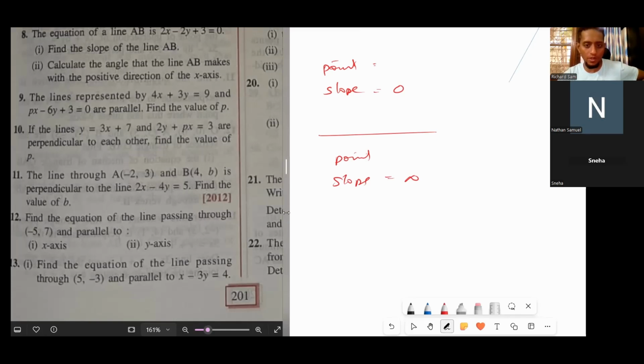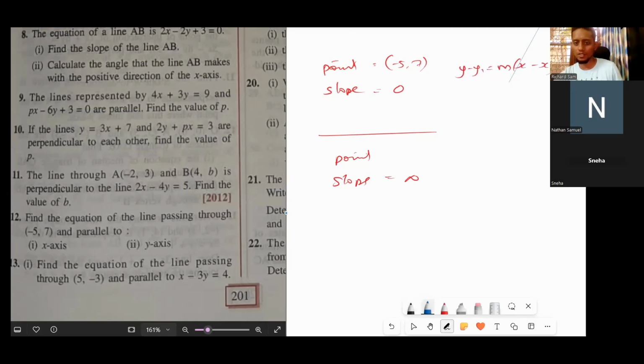In the first one, you have the point minus 5 comma 7. That one you all got the answer, right? What is the answer for that? Y is equal to 7. You see, there's no x value itself. How did we get this? So you use the formula. Which formula? y minus y1 is equal to m into x minus x1. So this is your x1, this is your y1, and this is your m. Put in the formula.